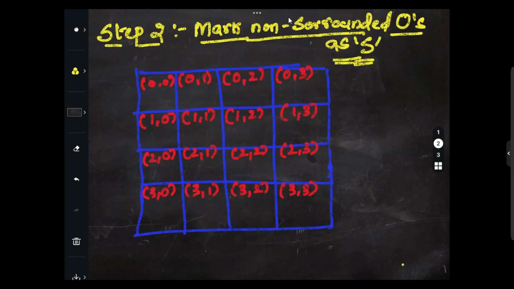So let's move on to the second step. Here we will mark non-surrounded O's. We'll be making use of BFS. As I have said, we'll be making use of breadth first search, or BFS, to mark all O's that are connected to the border as S.